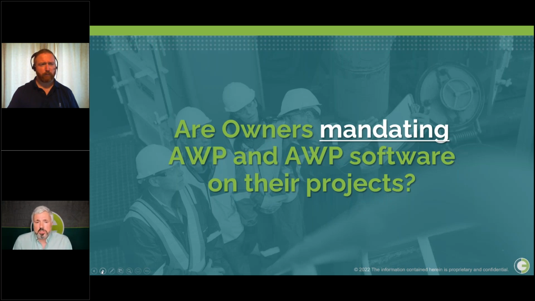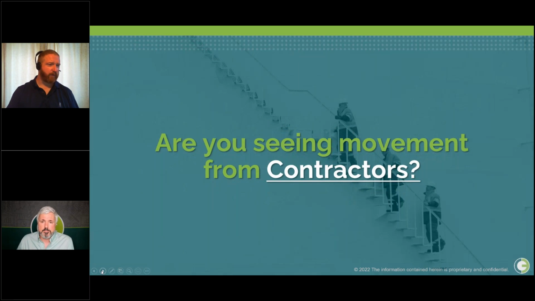But ultimately, owners prefer to work with contractors that have an established process and platform for executing AWP and workplace planning. This assessment can and should be included in the contractor assessment at the bid stage. So AWP mature owners are including this in their evaluation of contractors, and contractors that can show a history of performance will receive higher evaluations and win more work. Yeah, absolutely. Next question. Are you seeing movement from contractors?